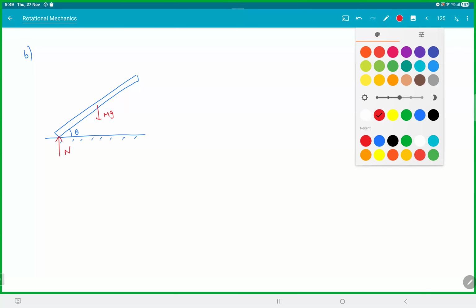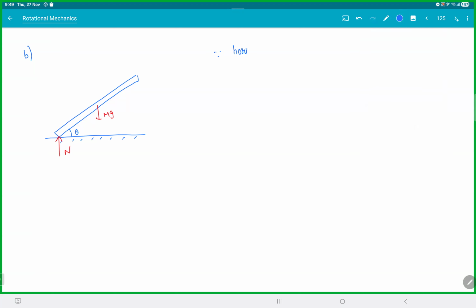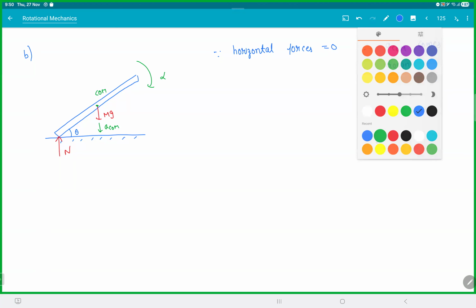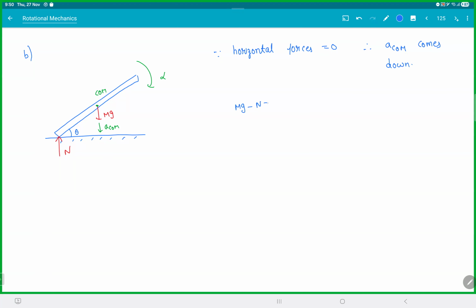Therefore, we can actually make a statement like this. Since horizontal forces are zero, that means center of mass cannot go left and right. Therefore, A center of mass has to come down. Center of mass cannot go in any other direction. So the center of mass is coming down, and this is rotating with alpha. We still don't know the relation between A and alpha though. So now when I write the force equations, mg minus N is equal to m a com. And be careful, I can't take torque about the corner.